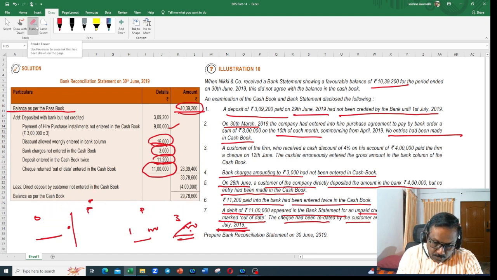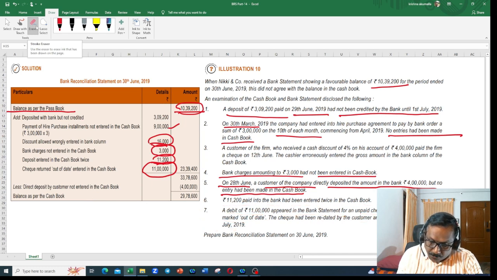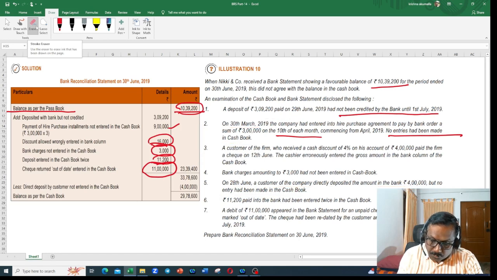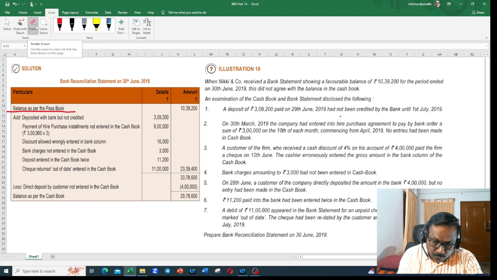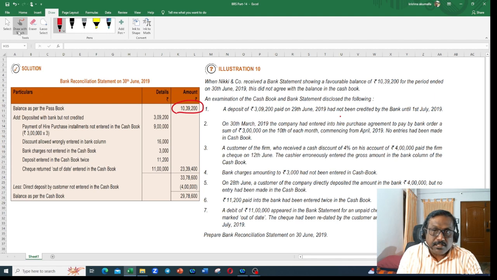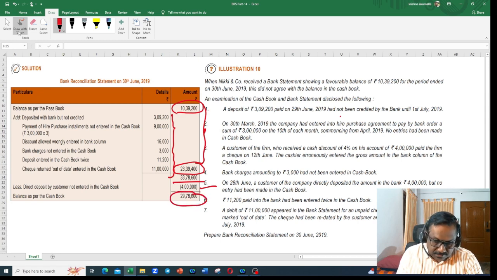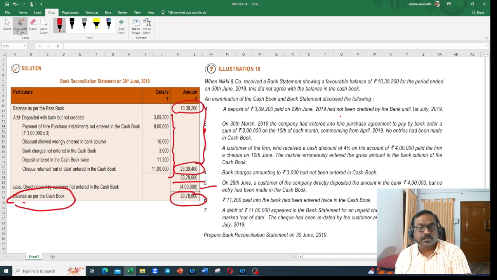Now what we need to do is balance. We have completed all the points. We just need to add whatever points we are supposed to add, and whatever points we are supposed to subtract, let us subtract those points and see what should be the balance as per the cash book. Now here 10,39,200 is the balance as per passbook, and these are all the items to be added. So all put together is 23,39,400. Then when we add these two, 33,78,600 is the balance. From there I need to reduce 4 lakhs, and I got 29,78,600. That is the balance as per the cash book.